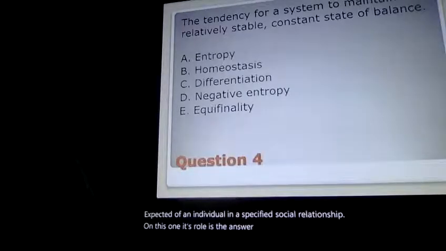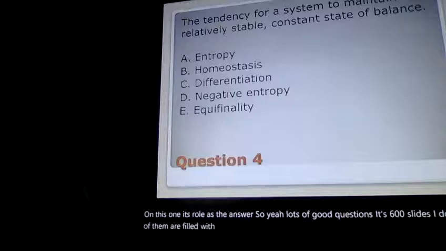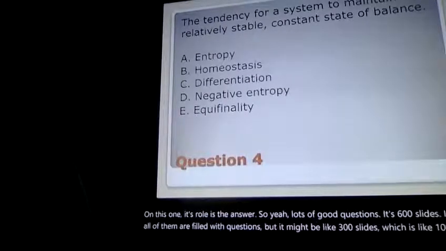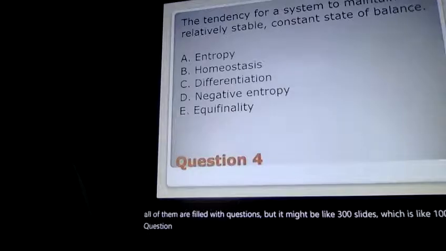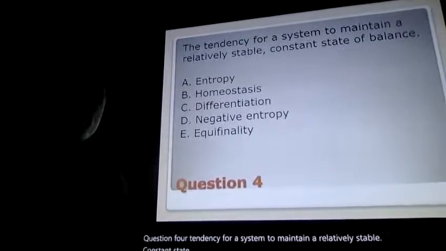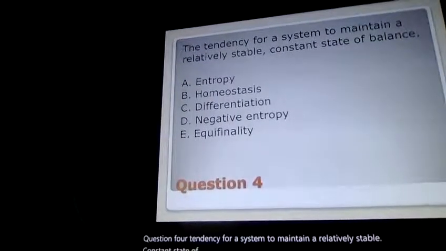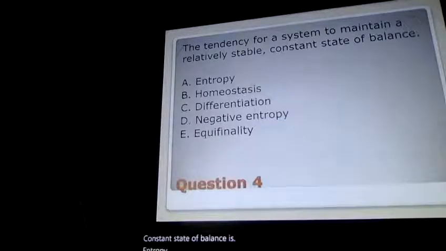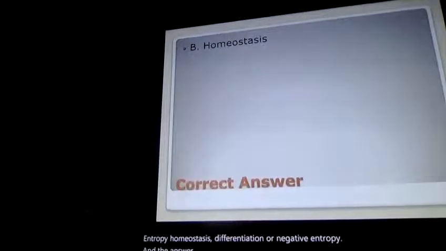So yeah, lots of good questions. It's 600 slides. I don't think all of them are filled with questions, but it might be like 300 slides, which is like 100 questions. Question 4, tendency for a system to maintain a relatively stable, constant state of balance is entropy, homeostasis, differentiation, or negative entropy. And the answer is homeostasis.